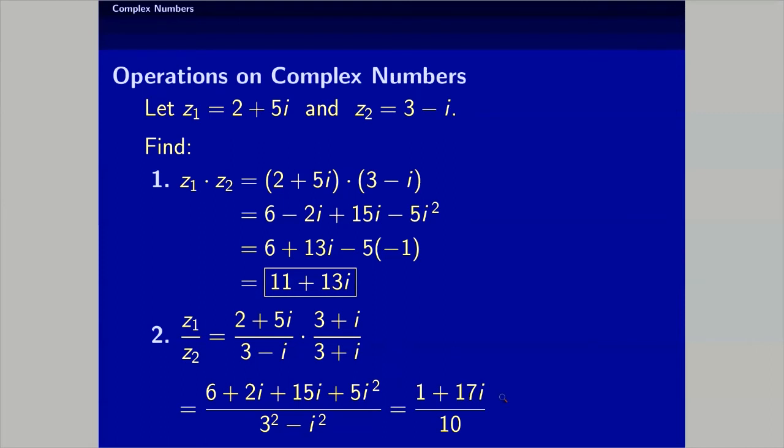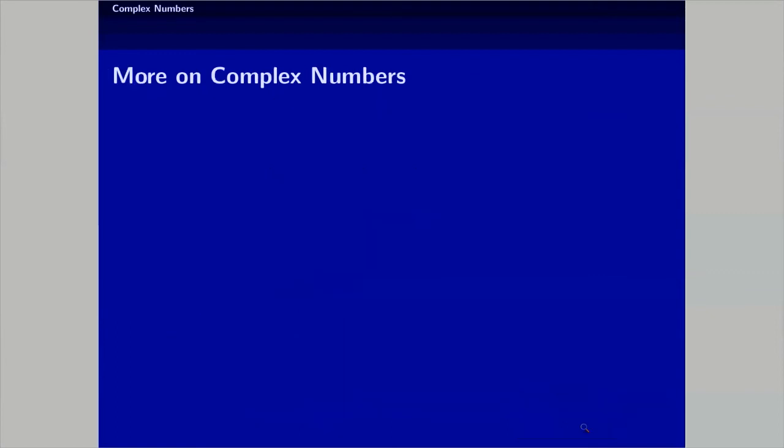The more accurate way of writing the correct answer is like this. It's 1 over 10 plus 17 over 10i. The real part is 1 over 10 and the imaginary part is 17 over 10. So, I hope you learned all the 4 basic operations involving complex numbers. Okay. So, let's have more on complex numbers.